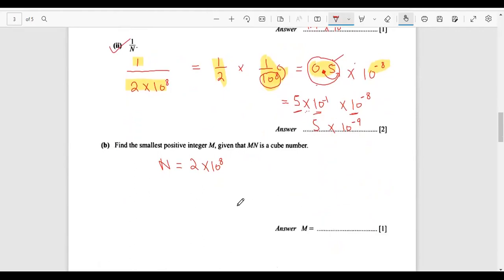This is the question. Basically, one of the students wanted me to revise the question. It's basically: find the smallest positive integer m, given that m multiplied by n is a cube number. So n is basically 2 multiplied by 10 power 8. You need to think about m such that when you multiply it with n, this becomes a cube number.